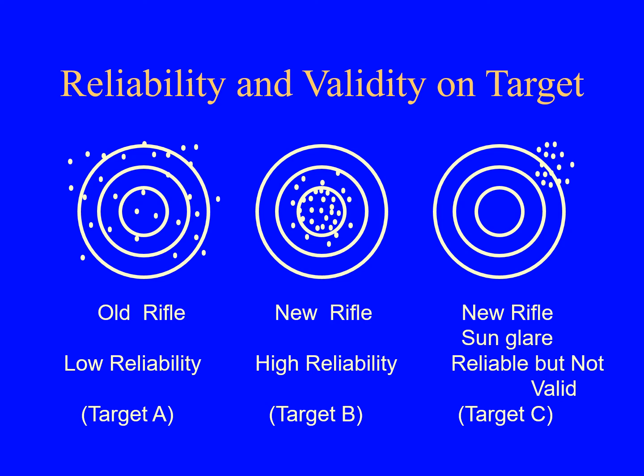The target on the right illustrates the concept of a systematic bias influencing validity. The new rifle is reliable because it has little variance, but the sharpshooter's vision is hampered by glare. Although the shots are consistent, the sharpshooter is unable to hit the bull's eye.